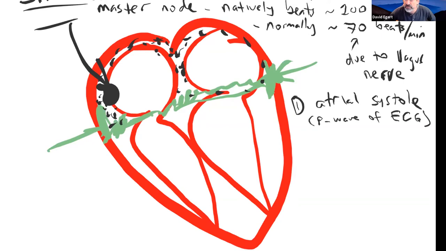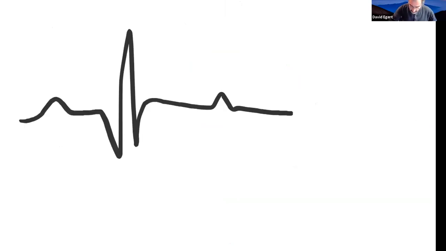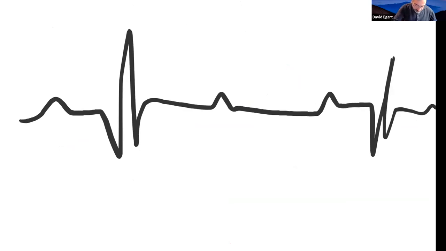The EKG is basically you put electrodes on somebody's skin and you see these voltage swings that are ultimately being generated by the cardiac muscle as it depolarizes during contraction. So we're going to be looking at this thing we call the P wave, that is the beginning of each of these.